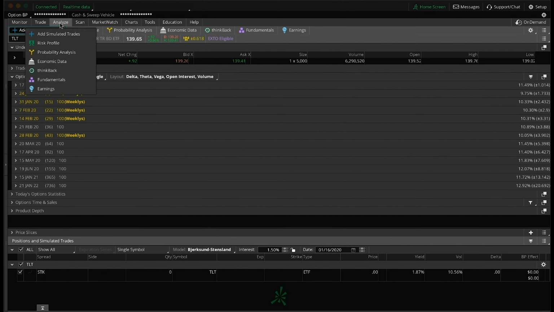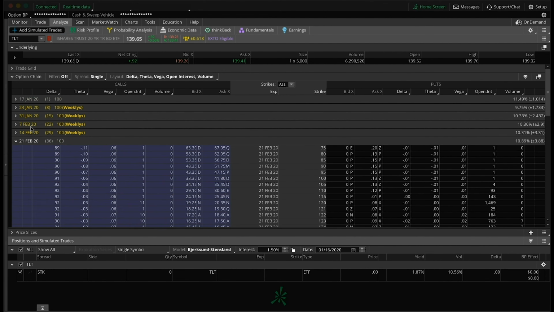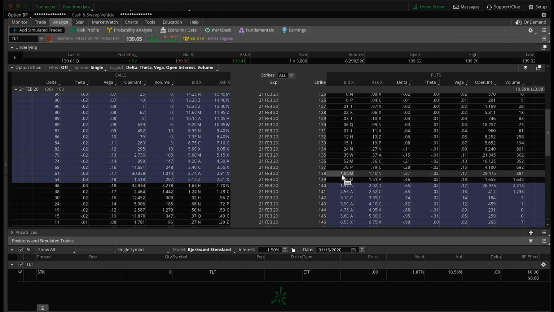So I'll go over to the Analyze tab. We've got all the monthly expirations here. And for this trade today, I'll just choose about a 1-month time horizon. This February contract expiring in 36 days, that's going to be about right. So the TLT is currently trading about 139.65. And so when I'm selling my short strike for this trade, I'm going to do something outside of the money. So in Thinkorswim, the puts are over here on the right. The one strike that's just outside the money is this 139.